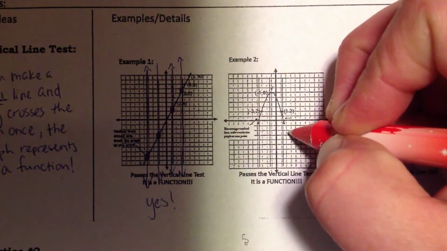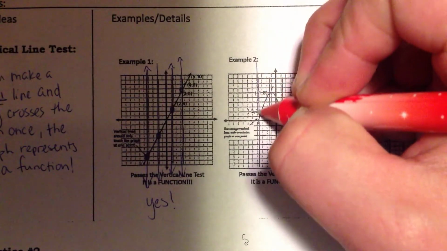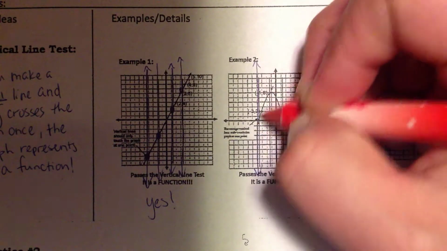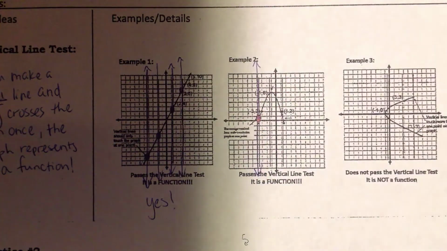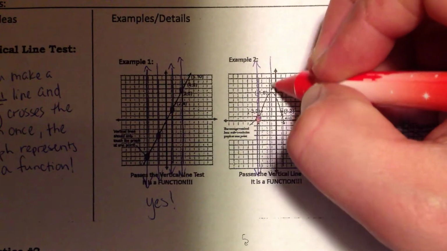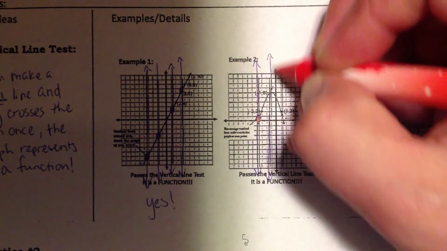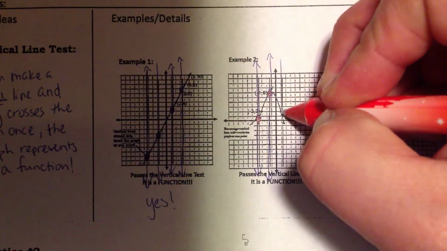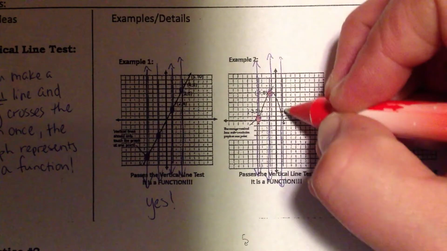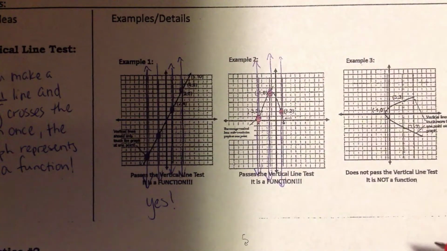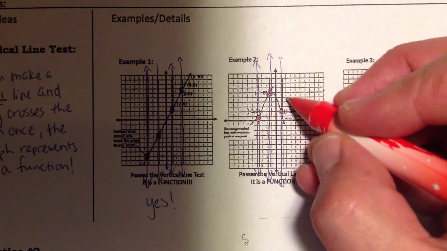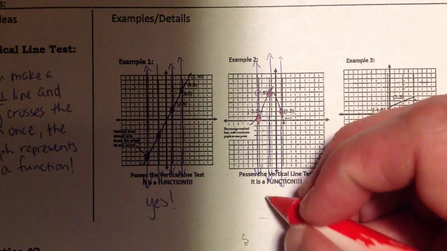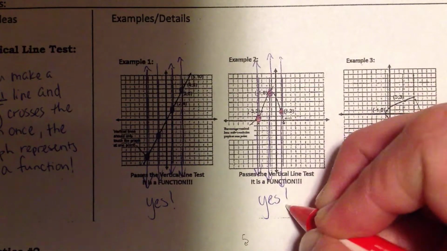In example 2, we have an upside down parabola. If I were to draw my line through here, it only intersects my graph once. If I were to draw a vertical line here, it only intersects my graph once. And if I were to draw a vertical line here, it only intersects my graph once. Which tells me, again, if my vertical line only intersects my graph once, it is a function.